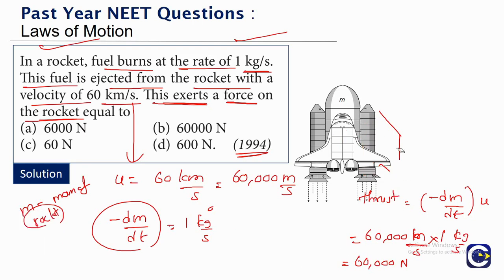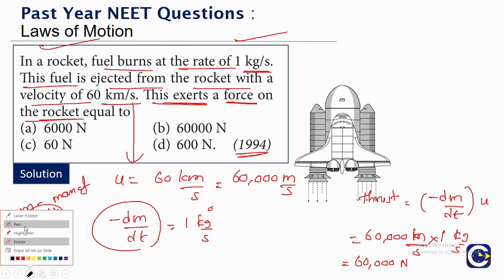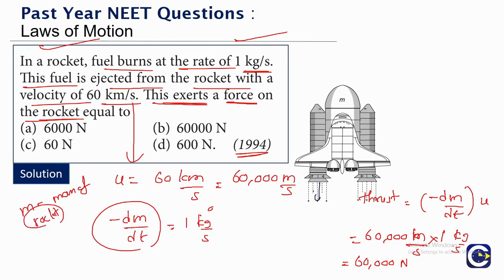This is the diagram, we can look at it. So what is happening? The exhaust gas is coming back. As a result of the exhaust gas being ejected down, there will be an upward thrust acting on the rocket. So what is the formula for the upward thrust? The rate at which the exhaust gas is ejected into the exhaust speed. That's it. So what is the answer? It is option B, 60,000.